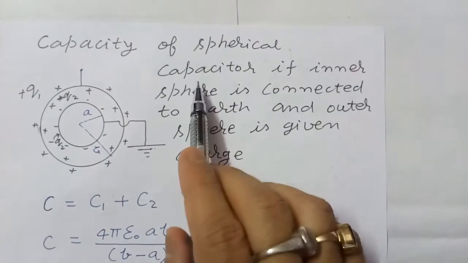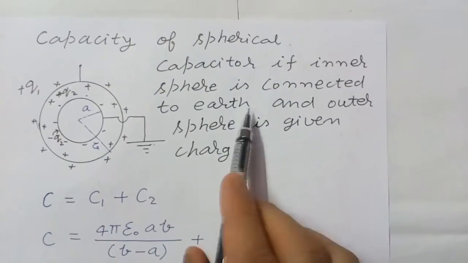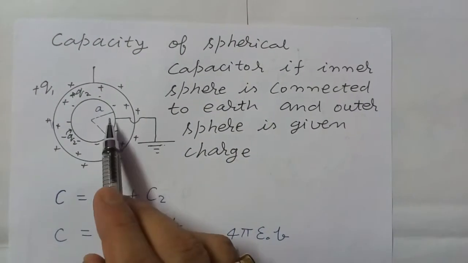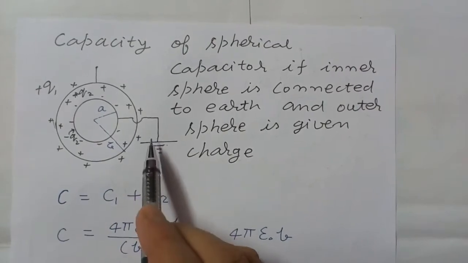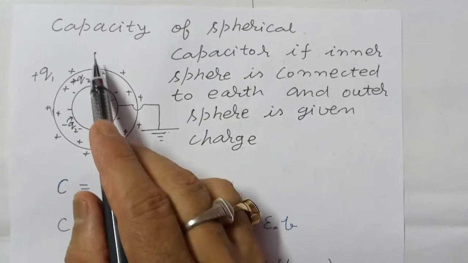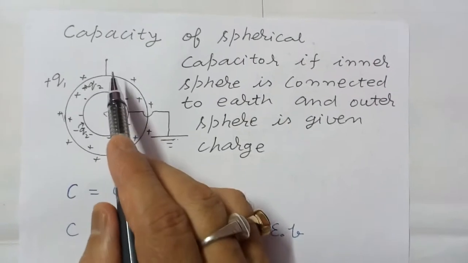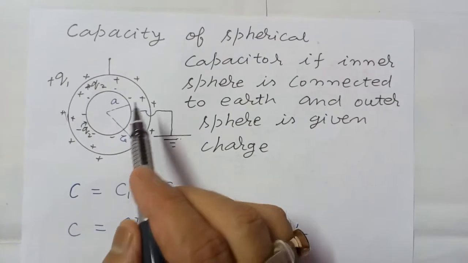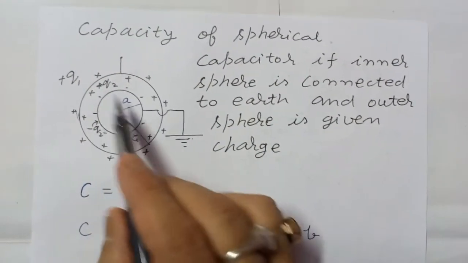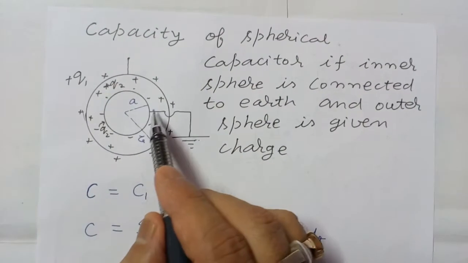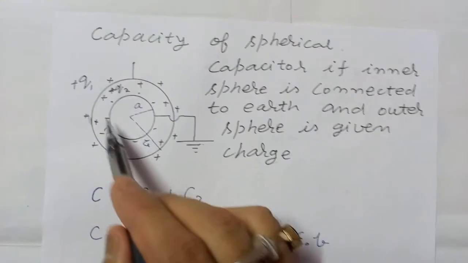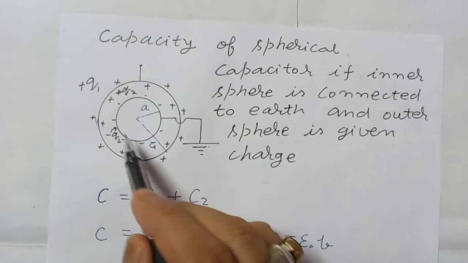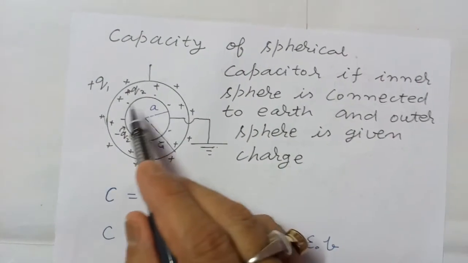Now, capacity of a spherical capacitor if the inner sphere is connected to earth and the outer sphere is given charge. Here you may see that we have connected the inner sphere to earth and we are giving charge to the outer sphere. Then what will happen when we give positive charge to this outer sphere? Then potential inside this sphere will be positive. Now since this is connected to earth, the potential on this surface should be 0. So electrons will come from earth on this smaller sphere so that its potential becomes 0.